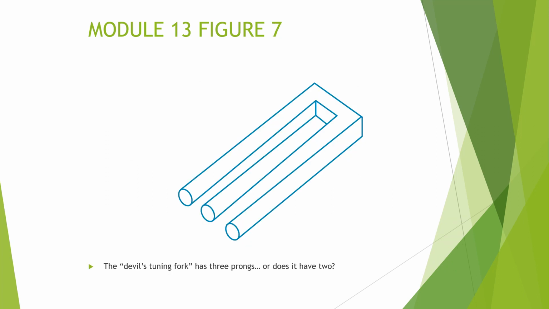In figure 7, we call this the devil's tuning fork. It looks like it has two prongs, or it looks like it has three prongs. But does it have three, or does it only have two? Because if you look at the outside, right? Here we go around the outside. We only have two. But wait, how do we get this third one then? Where did that third one come from?